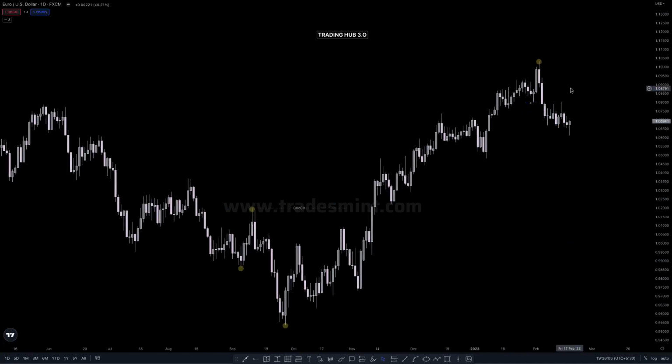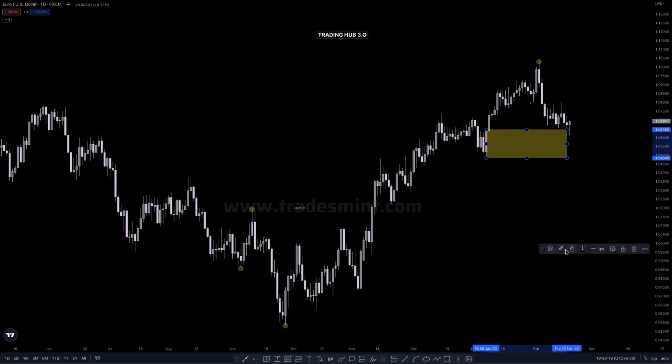After taking out the inducement, where is our POI? Where is our recent unmitigated order block in this scenario? Look at this one. This one is our unmitigated order block. It means this is the zone where we can expect our continuation to the upside. This is our first POI as per our daily time frame structure. And where is our next unmitigated POI? You have to check from bottom to top because market momentum is bullish.